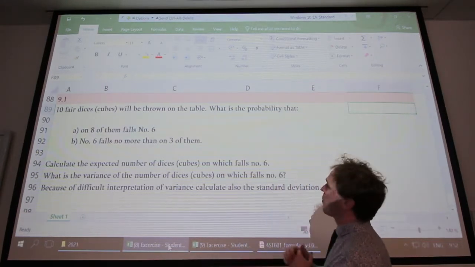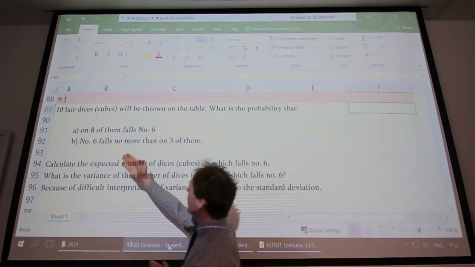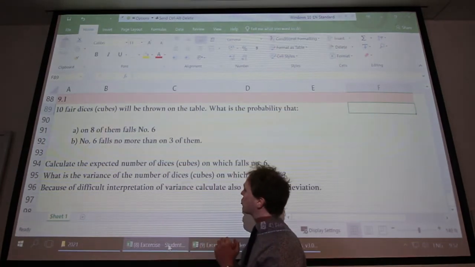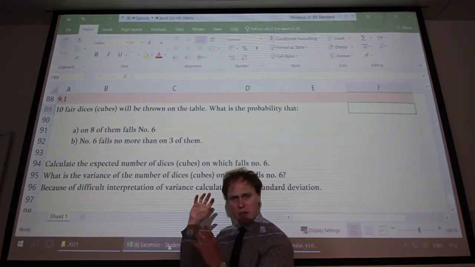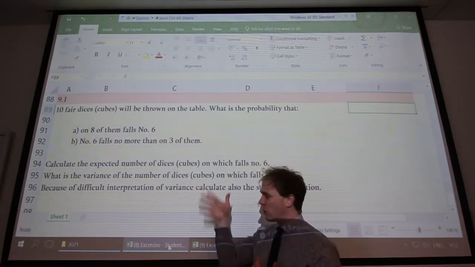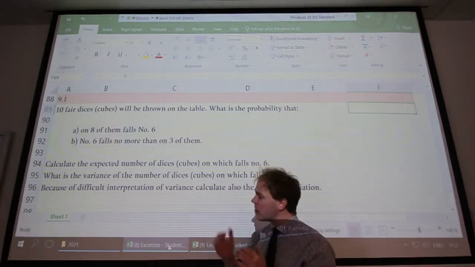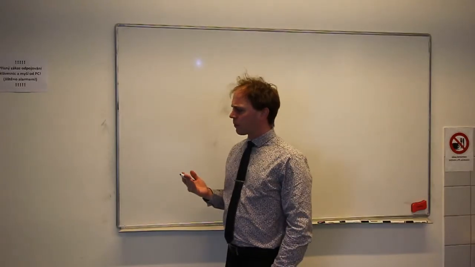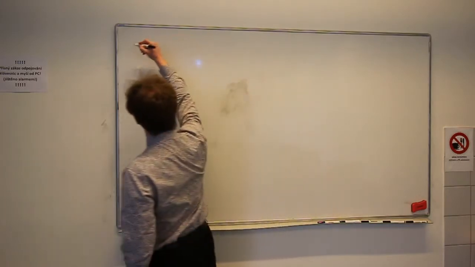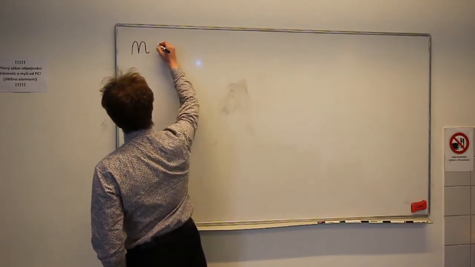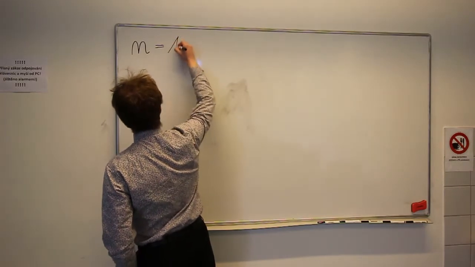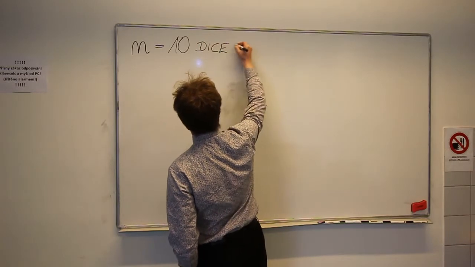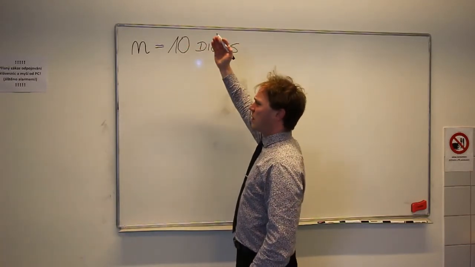And we would like to calculate the probability that on 8 of them falls number 6, and number 6 falls no more than on 3 of them. So I will use the whiteboard and calculator, and according to formulas which you already saw, we will solve this. Okay, so there's the whiteboard, and I will write here what we know. In our situation, n is equal to 10 dice, 10 independent attempts.